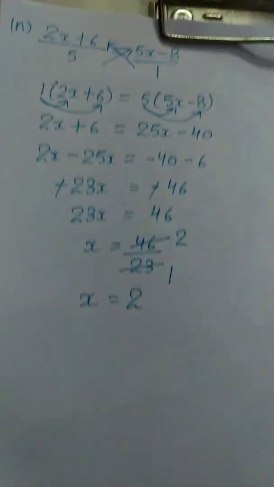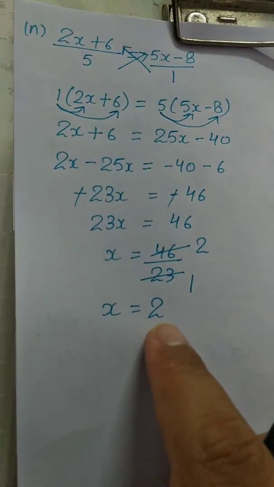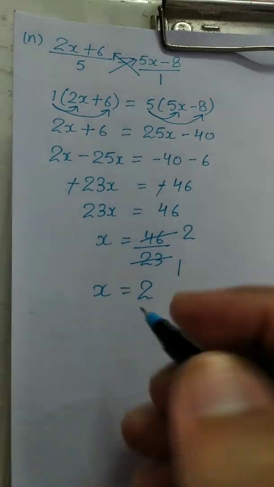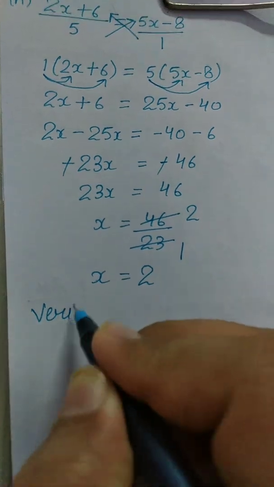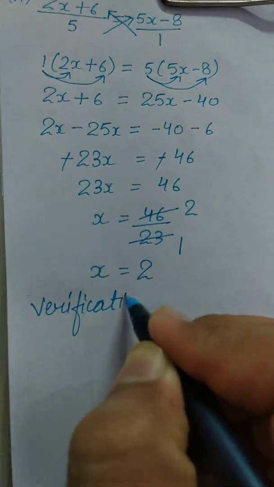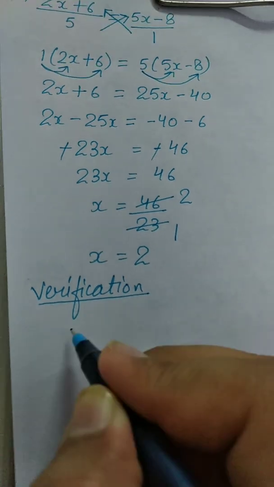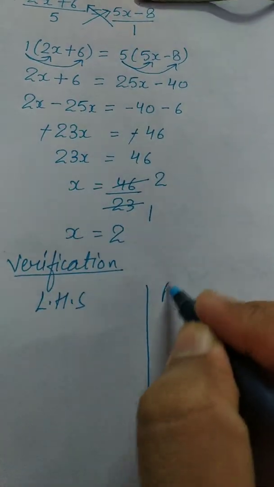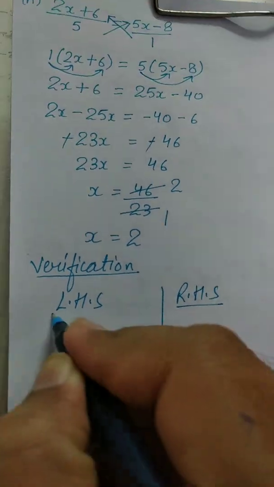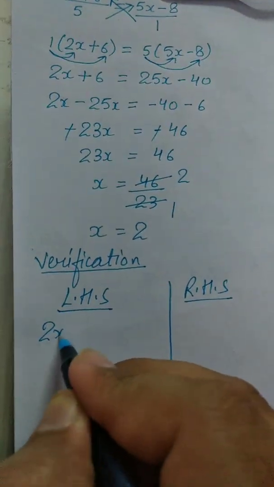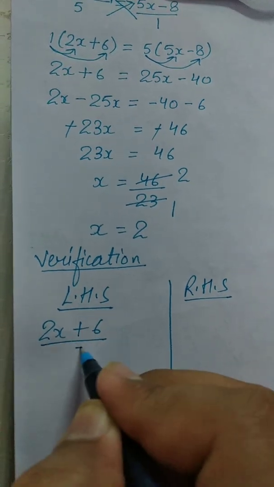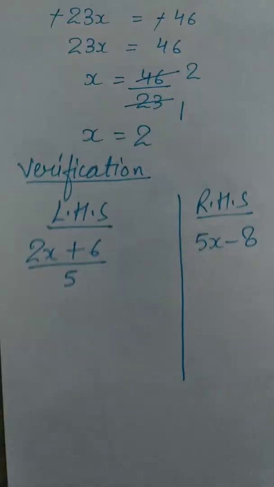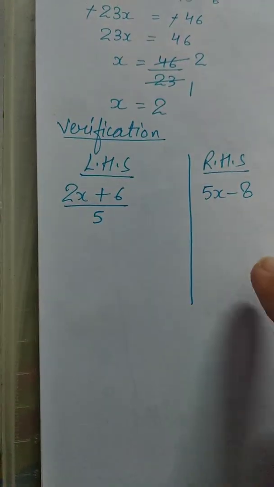You got the solution. X is equal to 2. Now you have to verify that your answer is correct or not. For this you will do the verification. Make 2 columns, one for the LHS and second one for the RHS. Right? In LHS you are having 2x plus 6 upon 5. In RHS you are having 5x minus 8. Right? One by one you can solve both the sides.